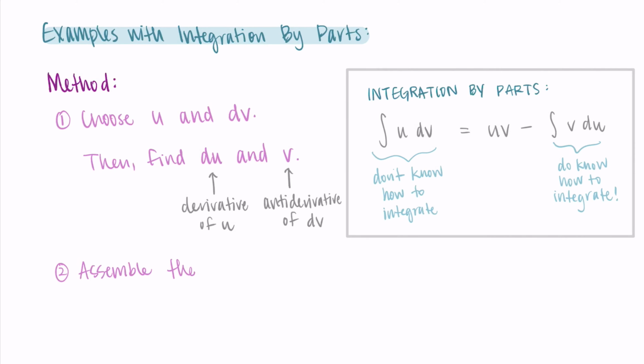Then, once you have all of these parts, you just need to assemble the formula for integration by parts and evaluate it. You're going to put everything back together as uv minus the integral of v du, and then hopefully solve that new integral you've created on the right-hand side.